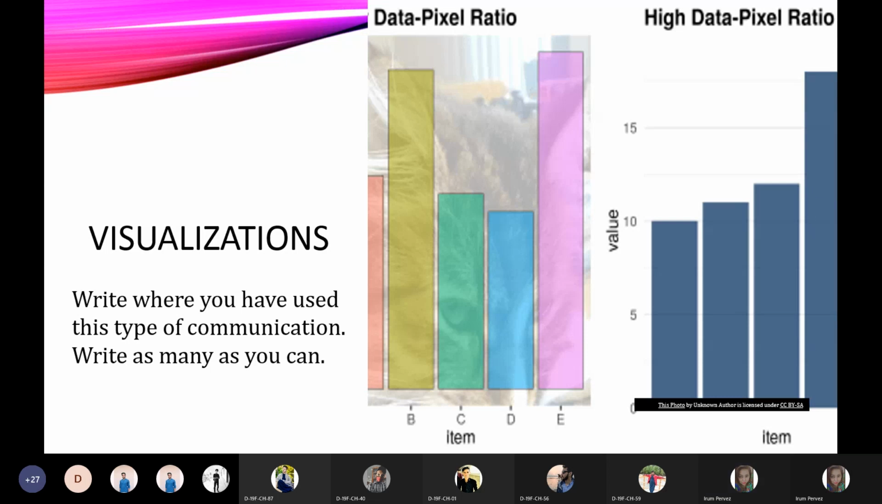Signboards. Yes, a signboard is a form of visualization. A cricket scoreboard is a visualization. In a presentation, wonderful.